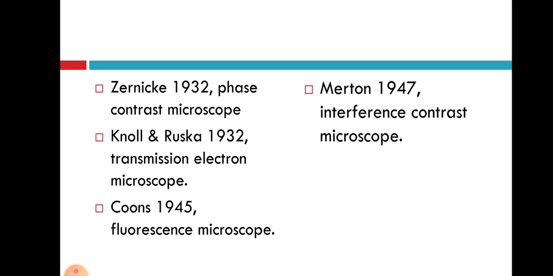Zernike in 1932 developed the phase contrast microscope. The electron microscope was invented by Knoll and Ruska in 1932. It was a transmission electron microscope. Knoll demonstrated the feasibility of the scanning electron microscope in 1935. Three years later, a prototype instrument was built by von Ardenne. Siemens produced the first commercial transmission electron microscope in 1939. Kunz developed the fluorescent microscope in 1945. The interference contrast microscope was developed by Merton and co-workers in 1947.